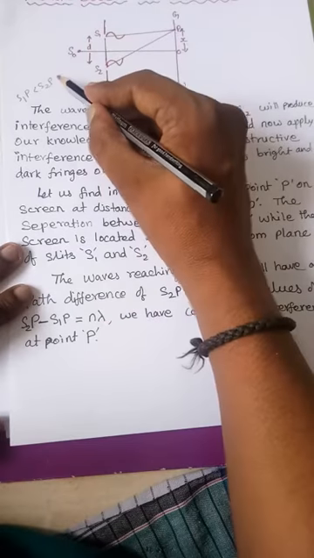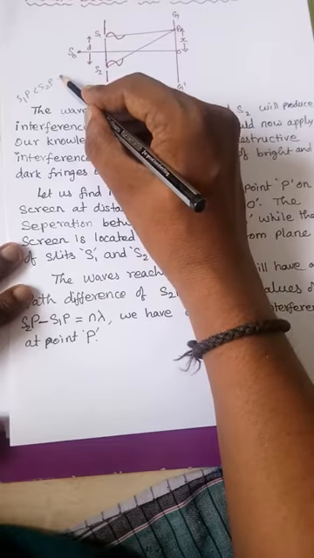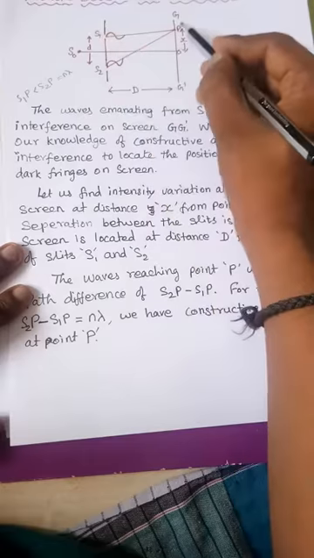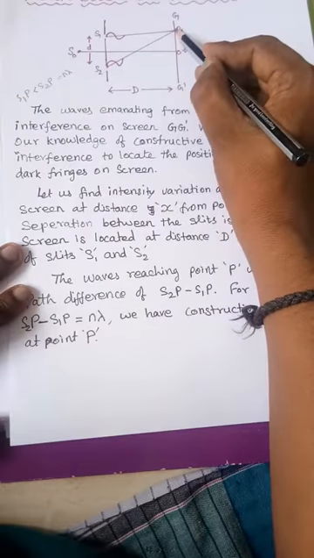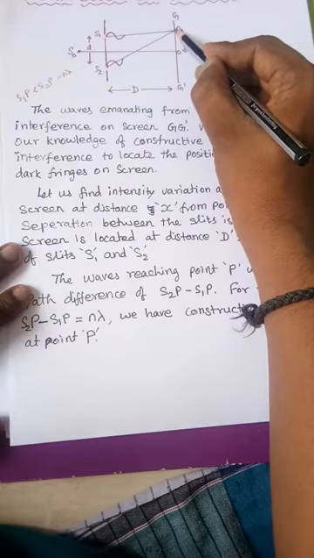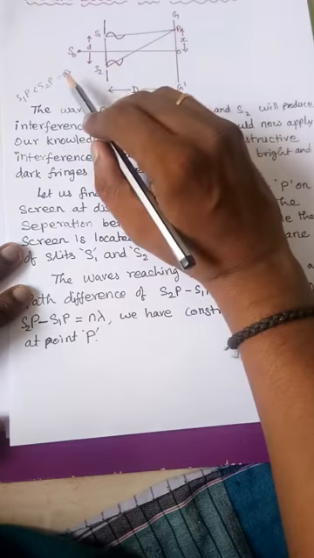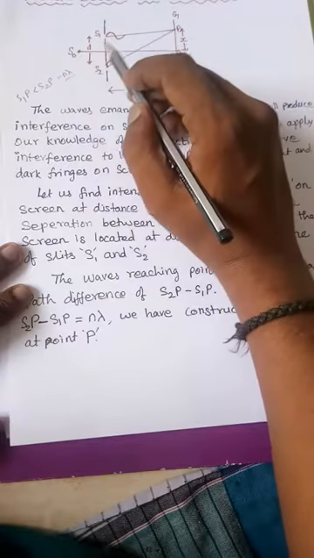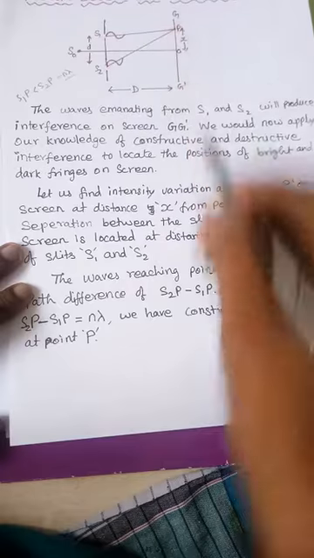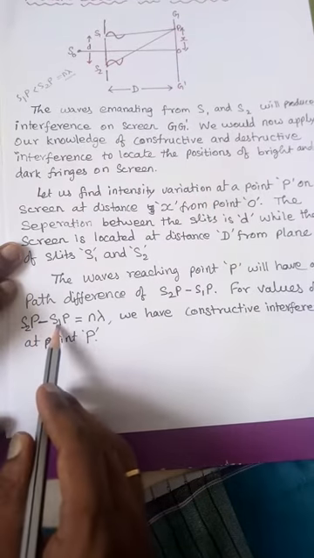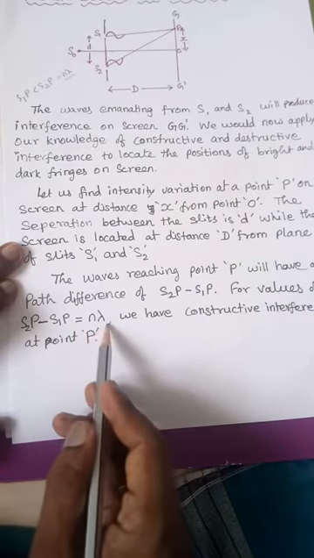So the formula, actually this is in the 11th standard, the path difference is n lambda. N lambda means here you will get bright fringes only. So the bright path difference starts from n lambda. So it is given as S2P minus S1P is equal to n lambda, the path difference.